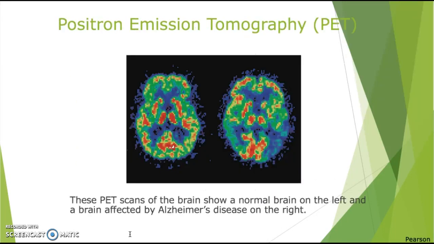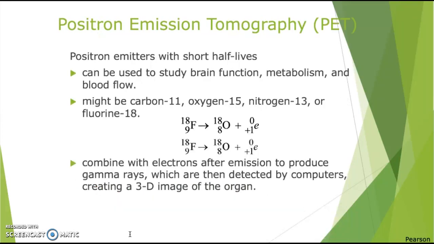Now, we've heard of PET, CT scan, MRI. All of these use certain types of radiation. PET, for instance, uses positron emitters. It can be used to study brain function, metabolism in the body, and blood flow, and it might be carbon-11, oxygen-15, nitrogen-13, or fluorine-18. What they emit is a positron. If you remember, this is what the positron looks like. They combine with electrons after the emission to produce gamma rays, which are then detected by computers. And this is what creates a 3D image of the organ.